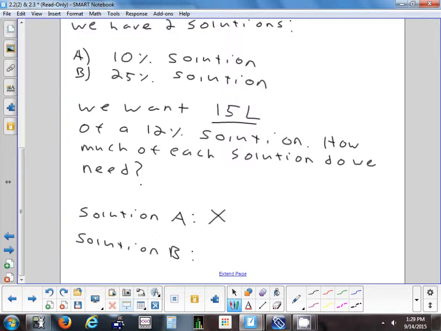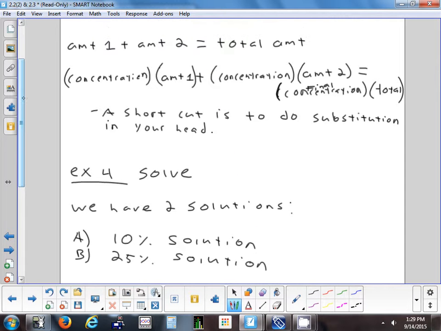Y. Now we could do it as Y, or how else could we do it? If we know we're going to use X, and we want a total of 15, Brad? 15 minus X. Yeah. So there's a shortcut to eliminate using a second variable. Now we can jump right to the second equation: concentration times amount. I should mention here, as a decimal. Okay, always a decimal.